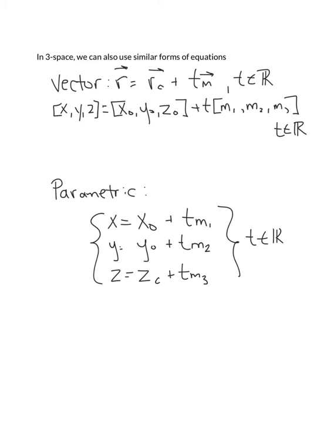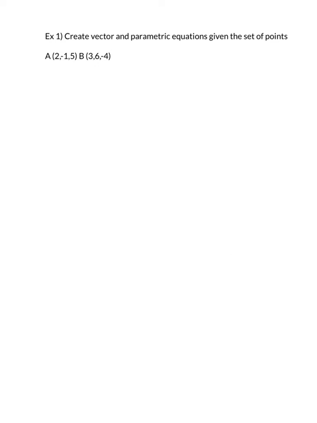So just like before, in order to use these equations, we do need 2 pieces of information. So if we know the direction and we know a point, we can use either of these to create the equations. The first example that we're going to be doing here says create vector and parametric equations given the set of points A (2, -1, 5) and B (3, 6, -4). So the method that we're going to be using is very similar to the method that we would be using if we were still working in 2-space. If we were working in 2-space, what we would be doing is finding the slope and then using that slope and finding our b or our y-intercept.